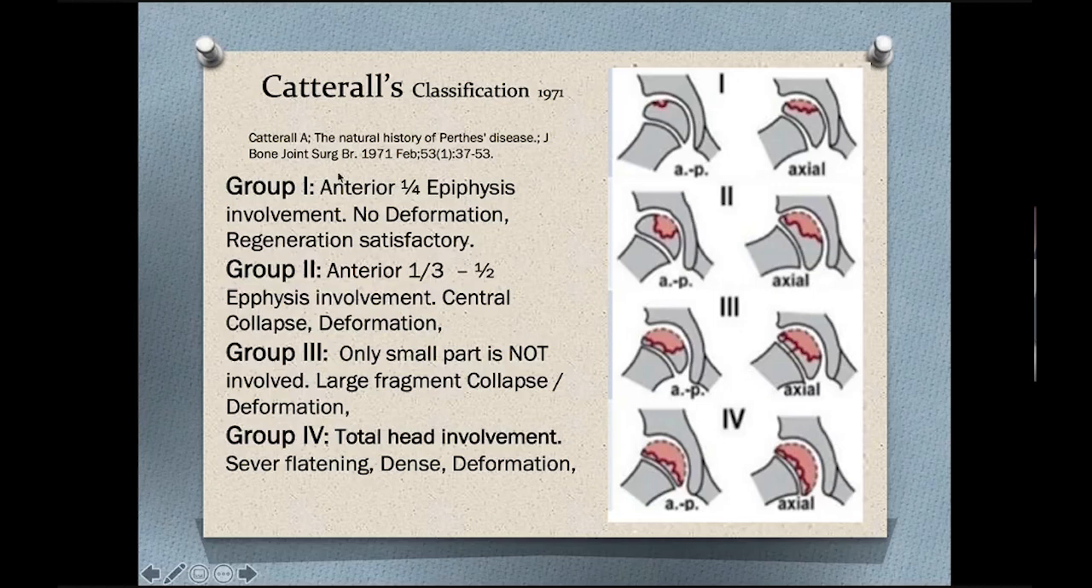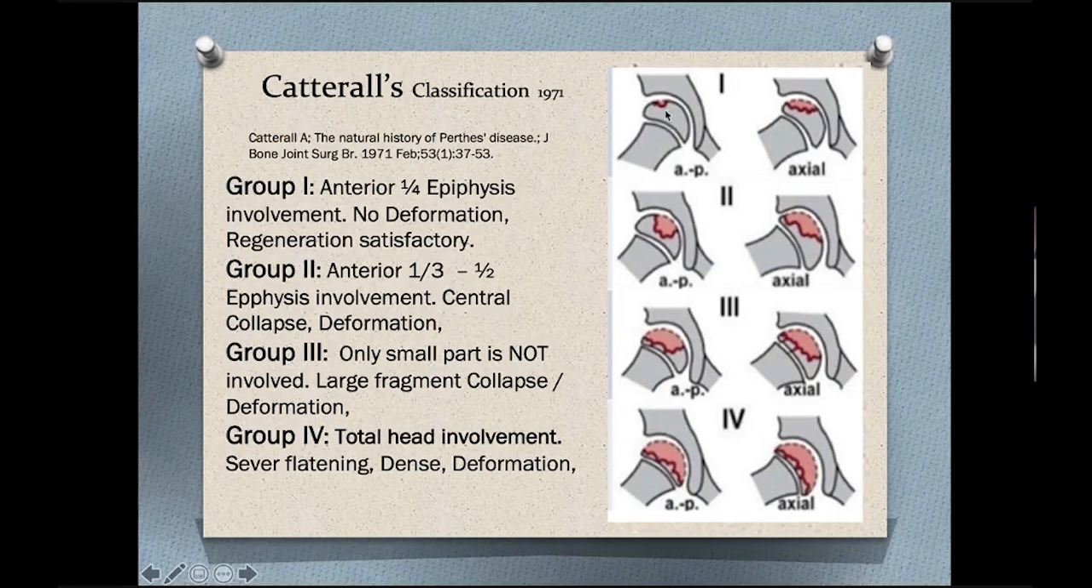It is grouped into 4 groups: group 1, group 2, group 3, and group 4. Most of this grouping is done based on the area involved. If 1/4 of the area is involved, then it is group 1. If half of the area or more than 50% is involved, then it is group 2. If only 25% is left and 75% of the area is involved, it is group 3. And total head involvement is group 4.